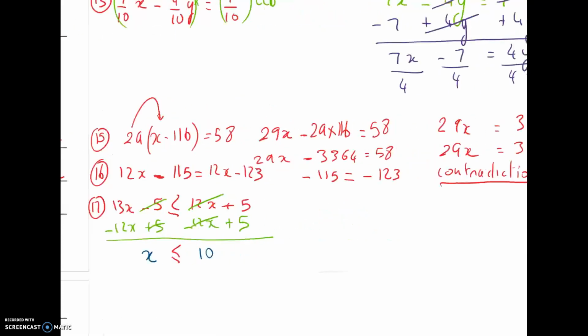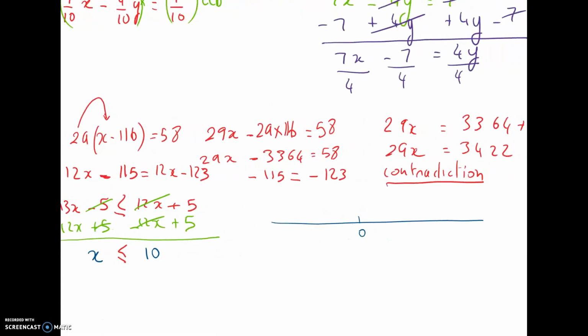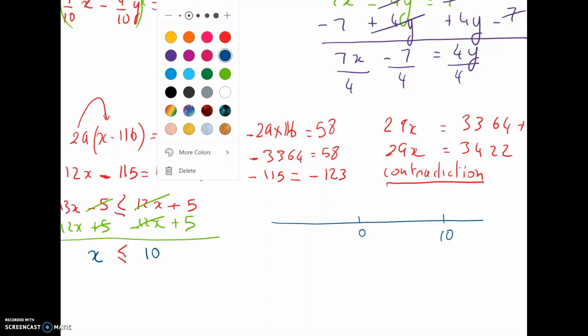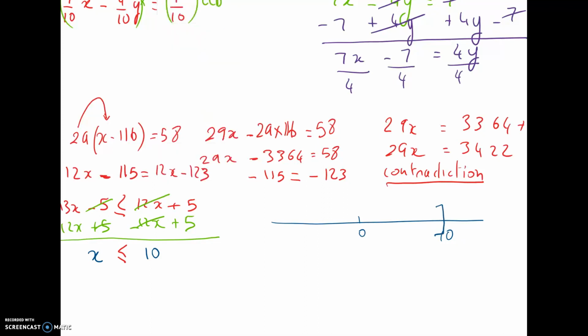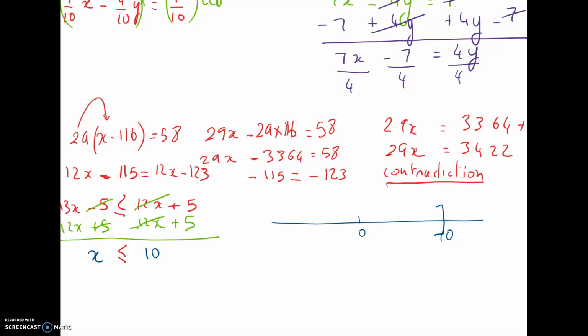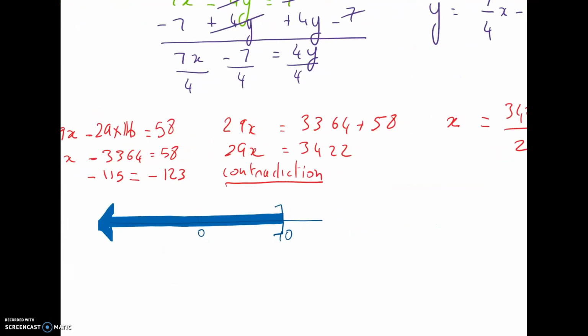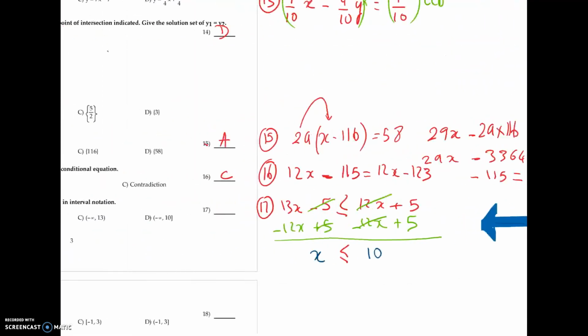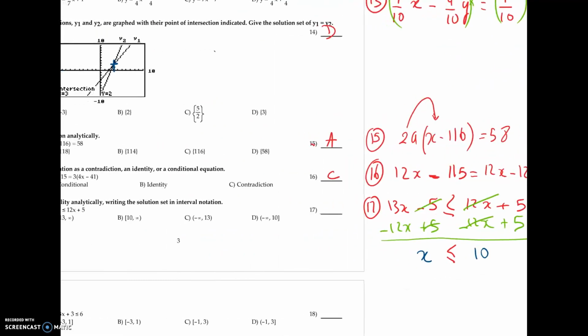So if I draw a number line, 0 is right here, so positive 10 will be on the right. Because x is less than or equal, I will have a bracket. Because x is less, I need to go to the left, and so the interval notation is supposed to be negative infinity to 10, bracket next to the 10, always parentheses next to infinity, and so the answer was D.